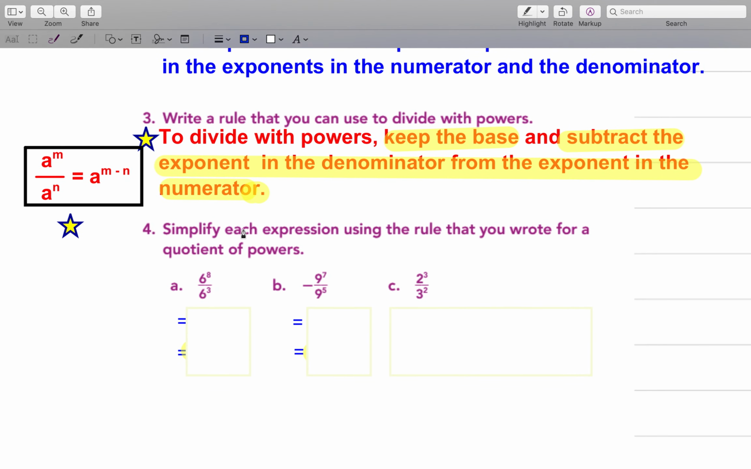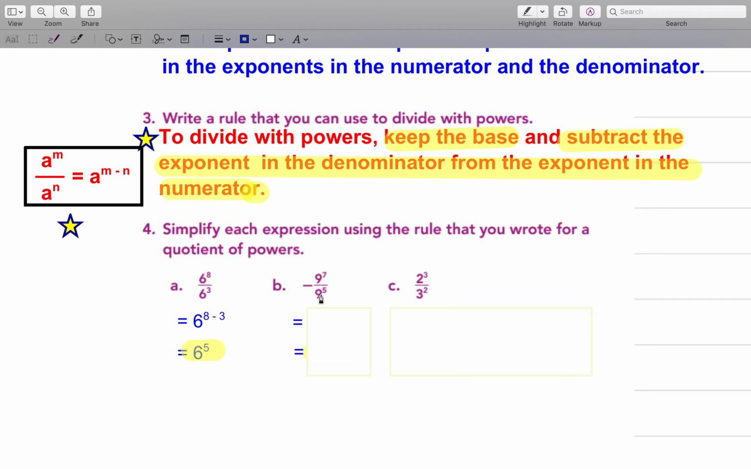Number 4, simplify each expression using the rule that you wrote for a quotient of powers. A quotient is the answer to a division. So it says 6 to the 8th power divided by 6 to the 3rd power. So we take this rule, we have the same base, which is 6, so 6, and 8 minus 3. So 8 minus 3 is 5, so it's 6 to the 5th power.